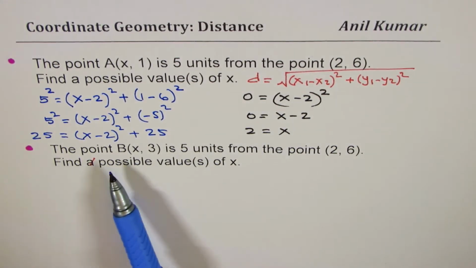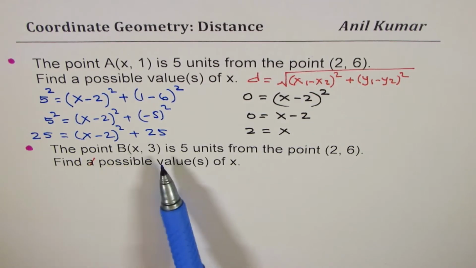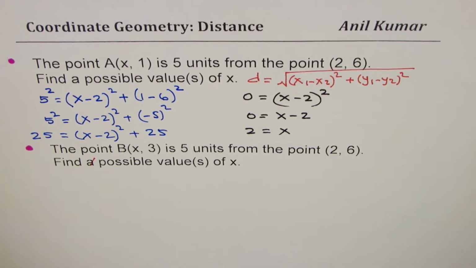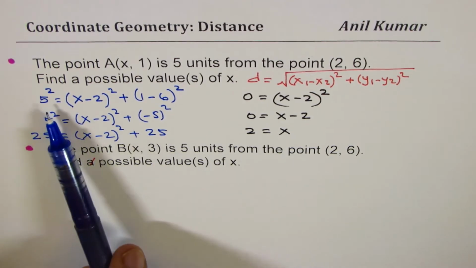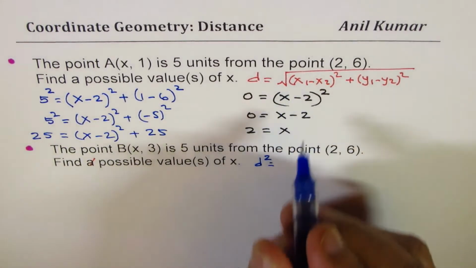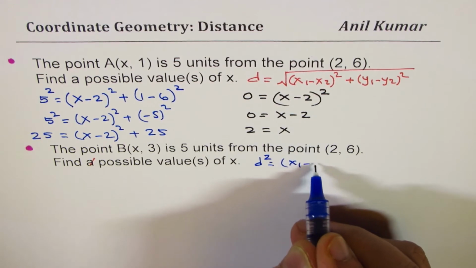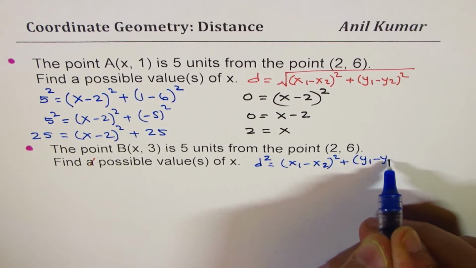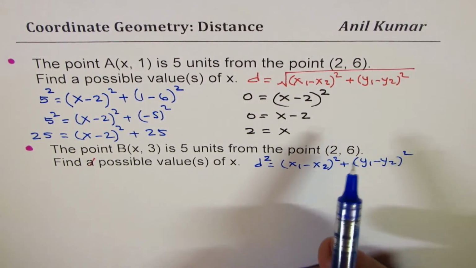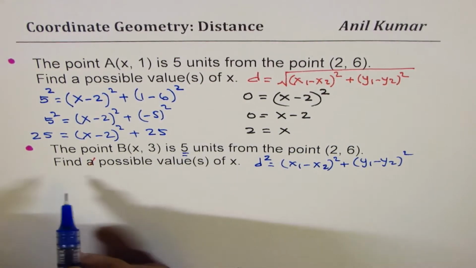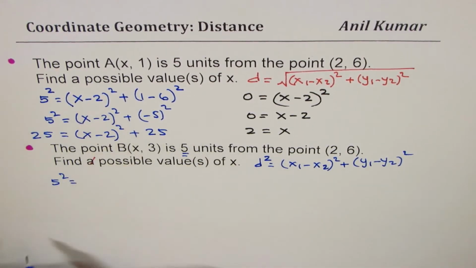Okay. The second one here is the point B is 5 units from point (2, 6). Find possible values of x. Well, you can pause the video, answer this question, and then look into my suggestions. I'll follow the same method. Instead of d, we are using d squared. So basically, I'm squaring this, and when you square this, the formula becomes the same without the square root: (x1 minus x2) whole square plus (y1 minus y2) whole square. Simple as that, so avoid complications. D square, the distance is 5 units, so we'll write 5 square as we did before.